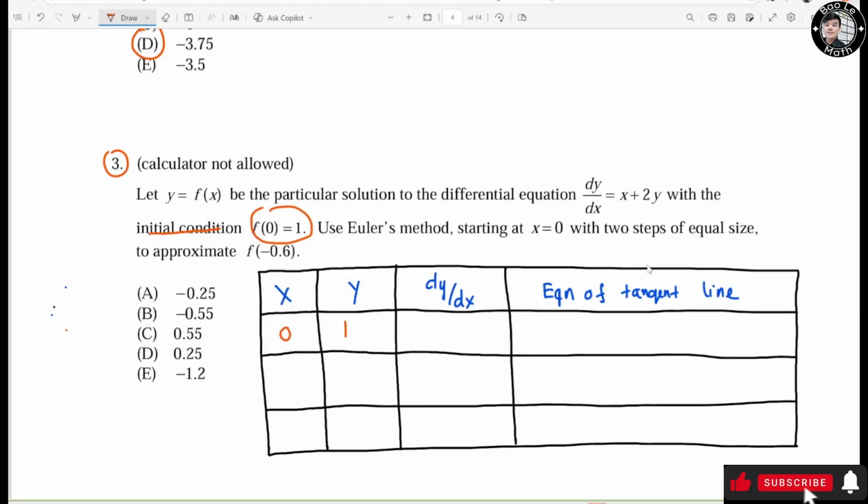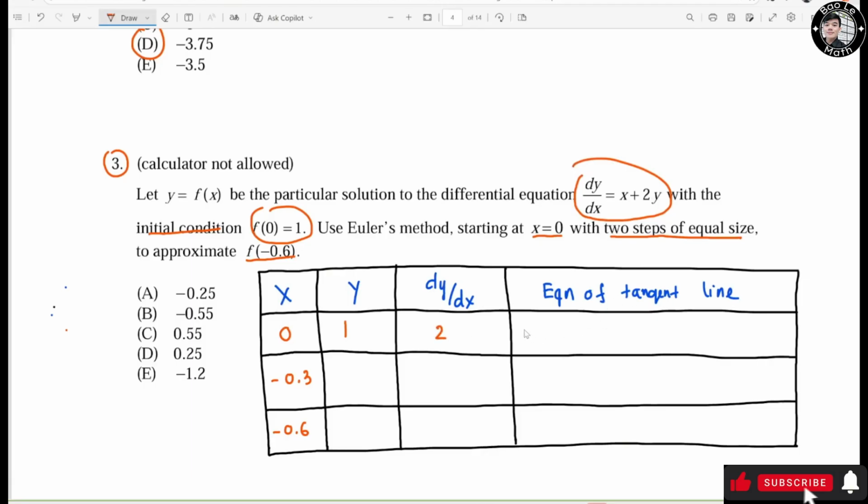And look at the step size right here. 2 steps of equal size starting from s equals 0 and then ending at negative 0.6, right? So this one must be negative 0.3 and this one should be negative 0.6, right? Now dy over dx, we're going to use the formula right here, s plus 2y, right? So it could be 2.